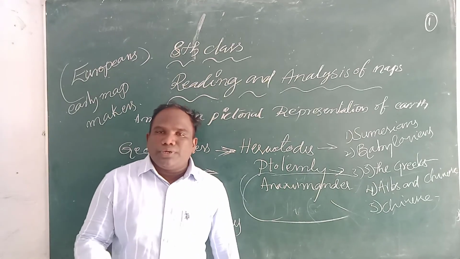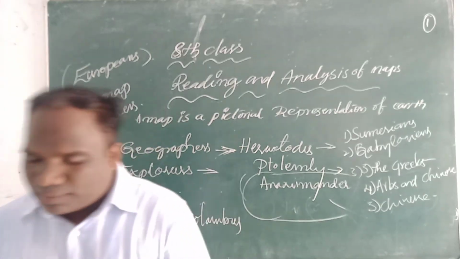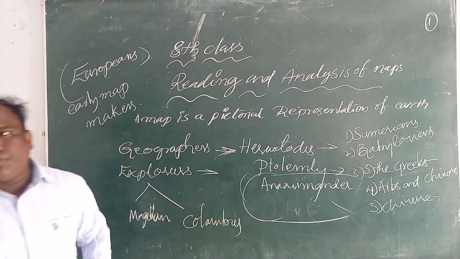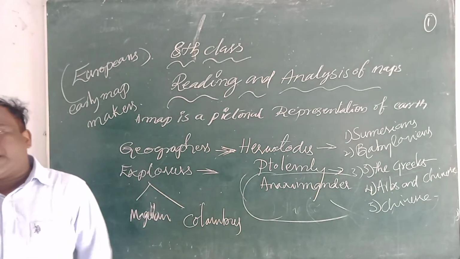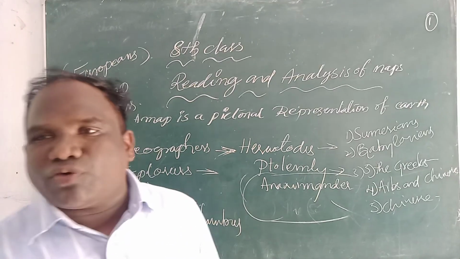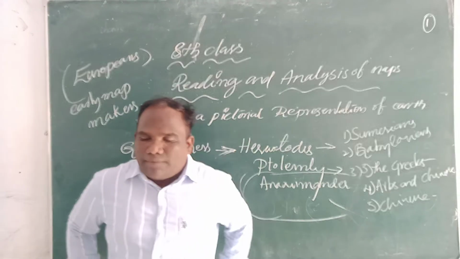Sumerians, Babylonians, the Greeks, Arabs and Chinese used maps. And Portuguese travelers also. Magellan and Vasco da Gama are the Portuguese travelers.